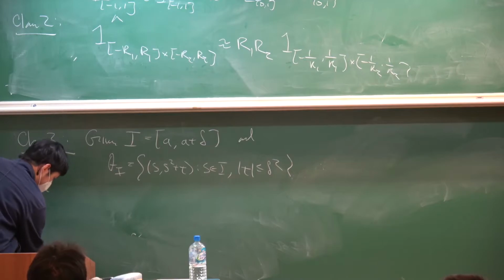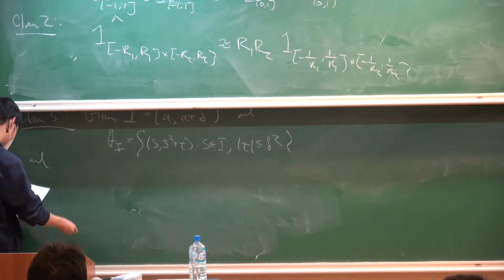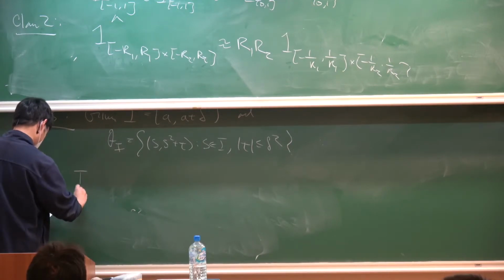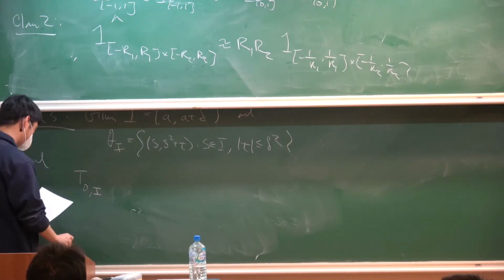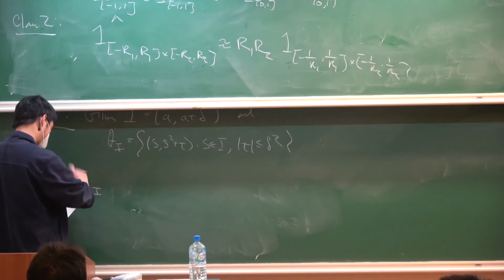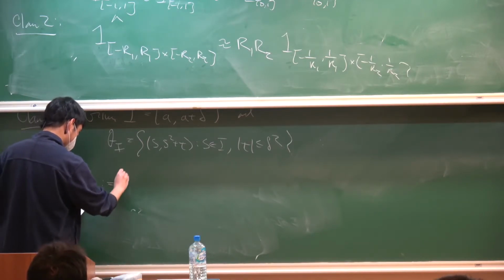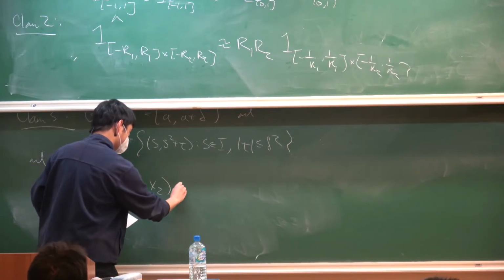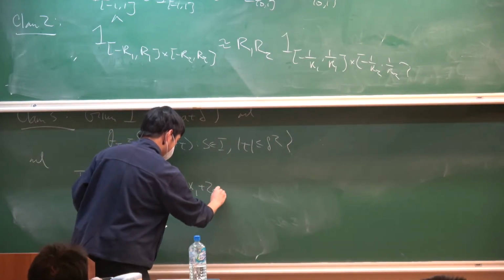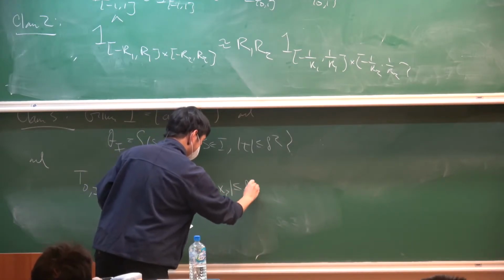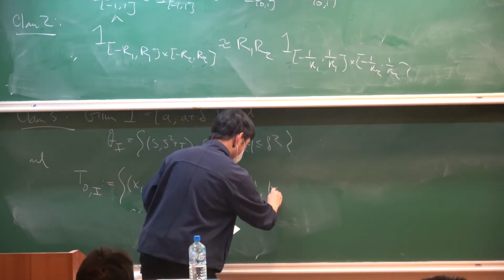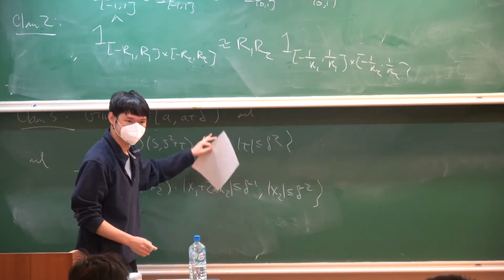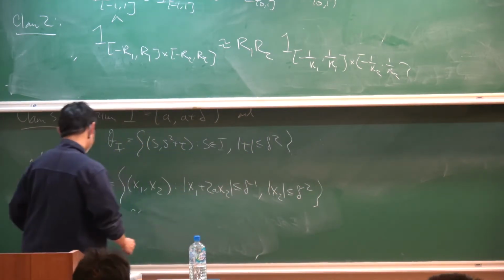We're going to define what we'll call a dual tube, T, centered at the origin, corresponding to I. This will be the tube, and we'll see later that it's very useful. It's the set of x1, x2 with |x1 + 2a x2| less than delta inverse and |x2| less than delta to the minus 2. I'm going to draw a picture of these regions later.